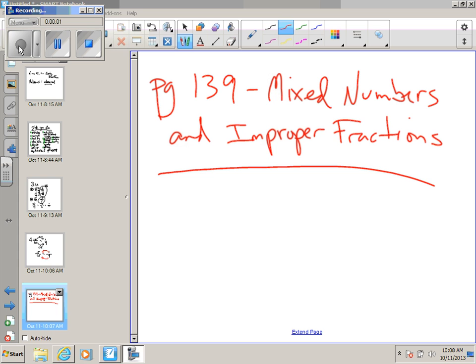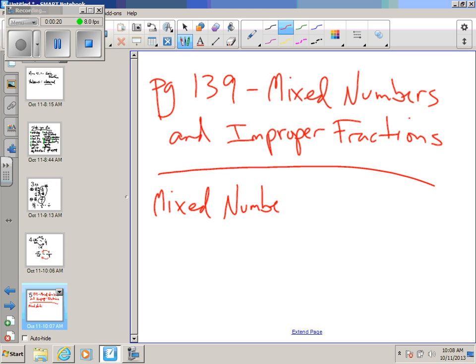Numbers and improper fractions for today. Now these are definitely terms which you should be somewhat familiar with. And when you see mixed number, what is a mixed number? When you have a whole number and you have a fraction.